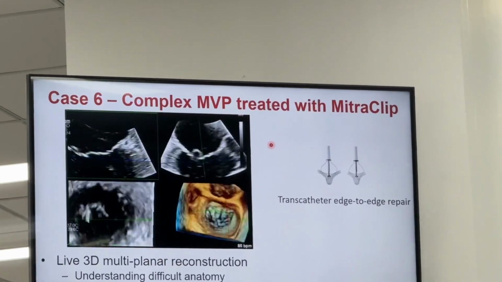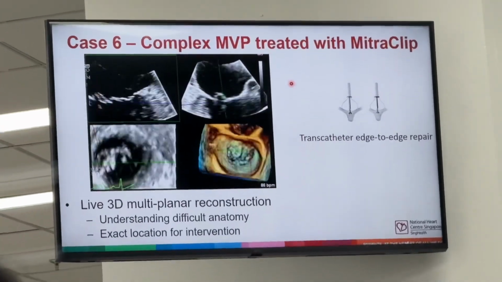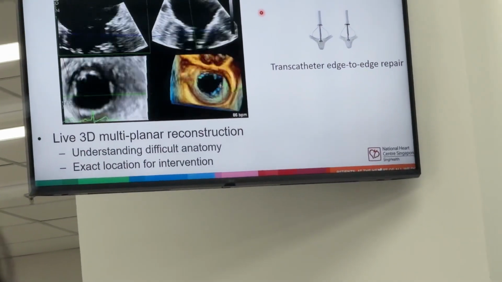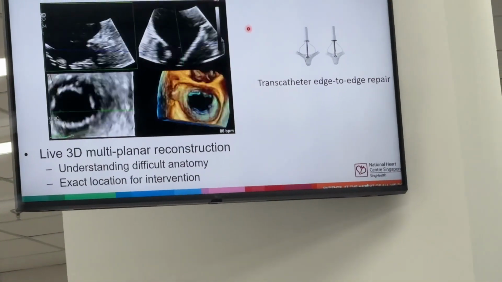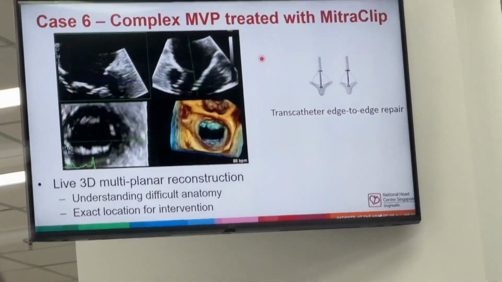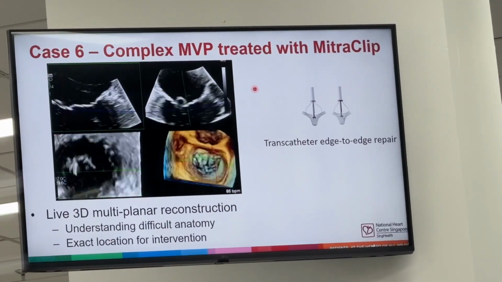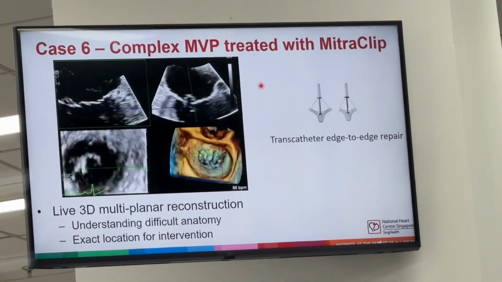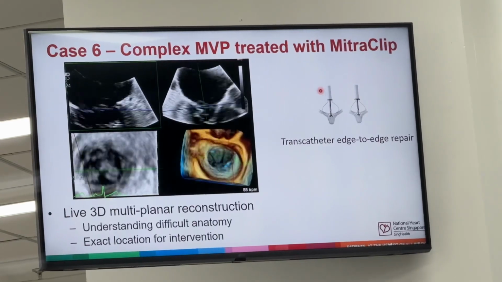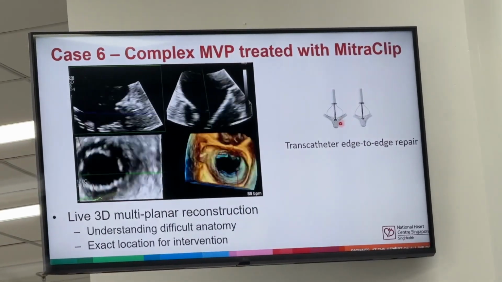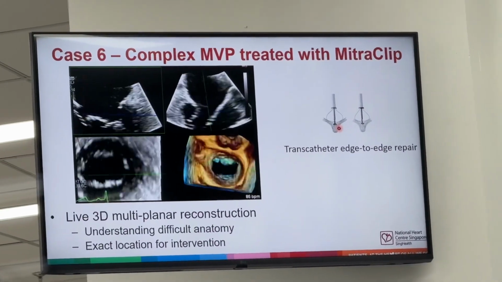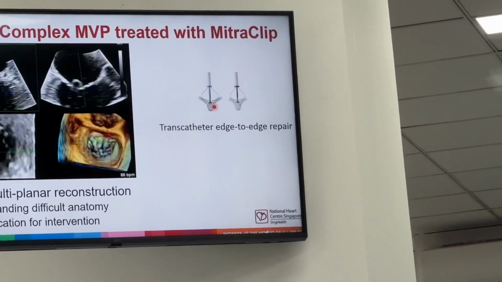What we plan to do is what we call an edge-to-edge repair using a device called MitraClip. The clip, what we hope to do is to capture one leaflet with one arm and the other leaflet with the other arm and bring them together to close the mitral regurgitation origin. So this is a picture of the MitraClip device. And to be able to do this safely and effectively, we need to really image the locations where we want to put the clip.